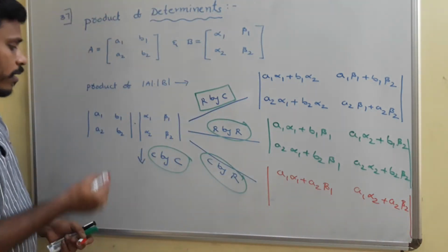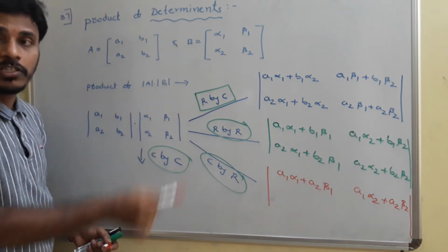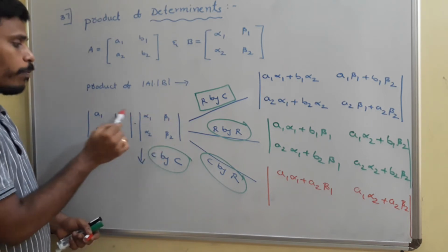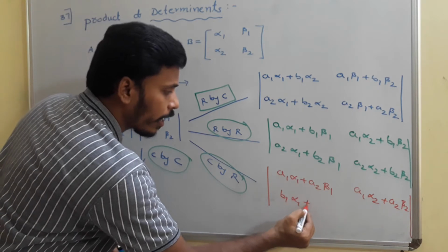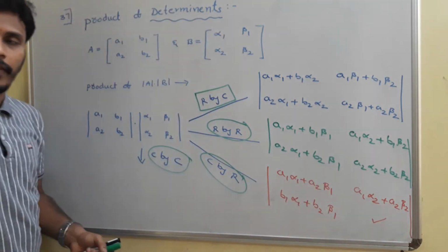And you need to write here as A1 alpha 2 plus A2 beta 2. And in the same way, this position is second row, first column, 2, 1. So second column, first row. B1 alpha 1 plus B2 beta 1. Similarly, you will write the other element, okay?